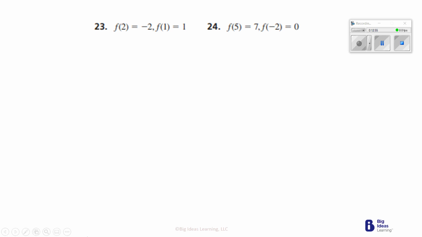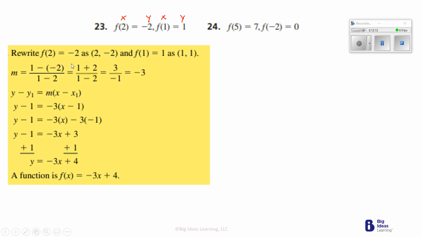23, this is not that hard. We have to remember that if f of x is y, then this is y. And that means this was f of x, x is 2, which means this is x and this is y. Once again, we can use our slope formula, right? We'll plug these in. We're taking 1 minus -2 this time, and we're taking 1 minus 2. Negative times a negative is a positive. 1 plus 2 is 3. 1 minus 2 is -1. This gives me -3 as a slope.